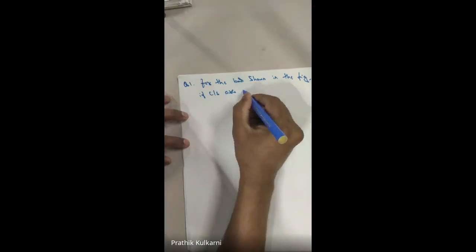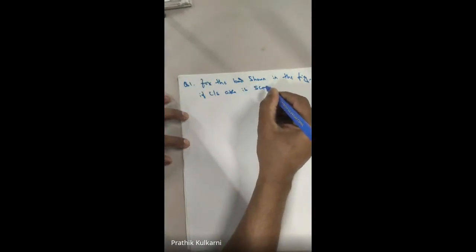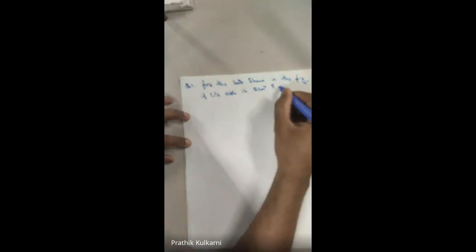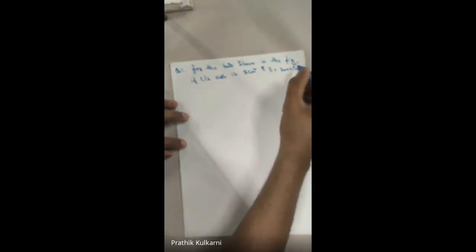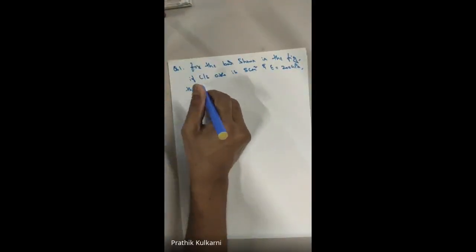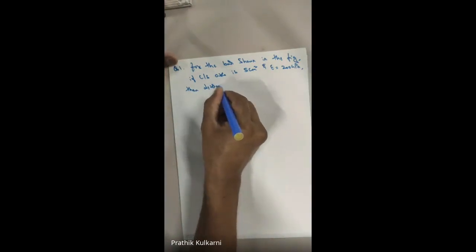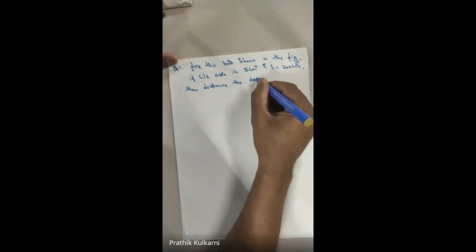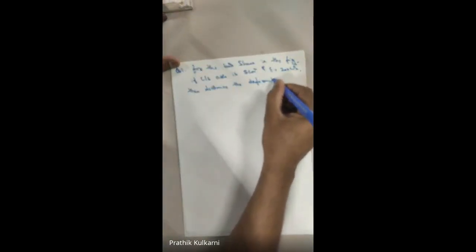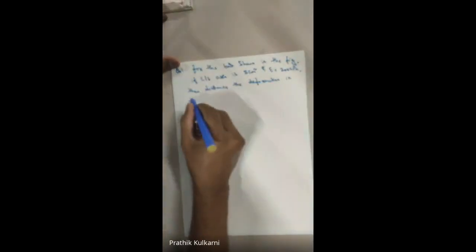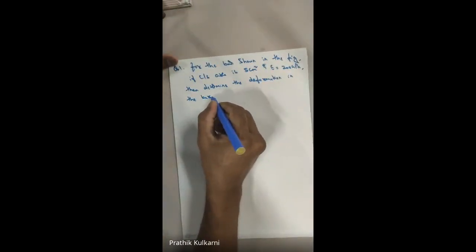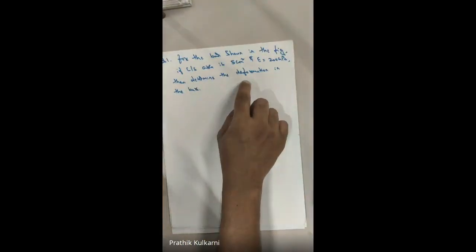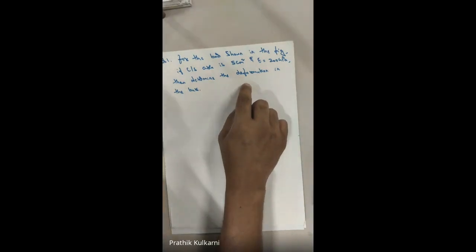if the cross-sectional area is 5 centimeter square and E is equal to 200 GPa, then determine the deformation in the bar. What is he telling? We have to find out the deformation in the bar. Fine, we have to calculate the deformation.